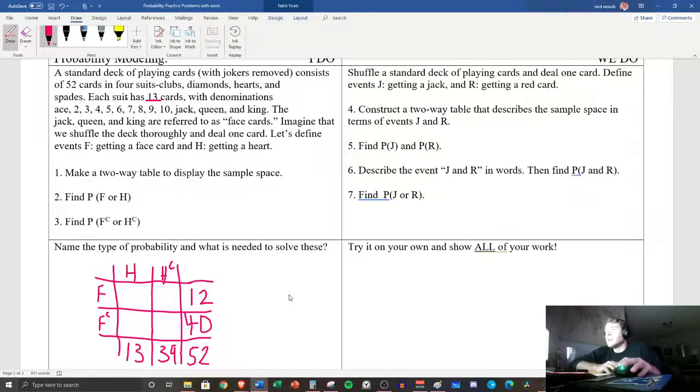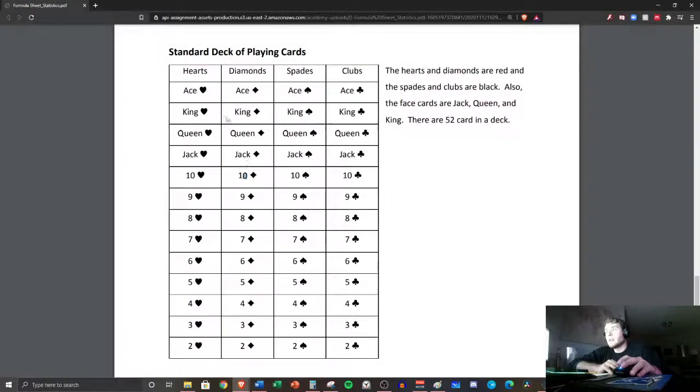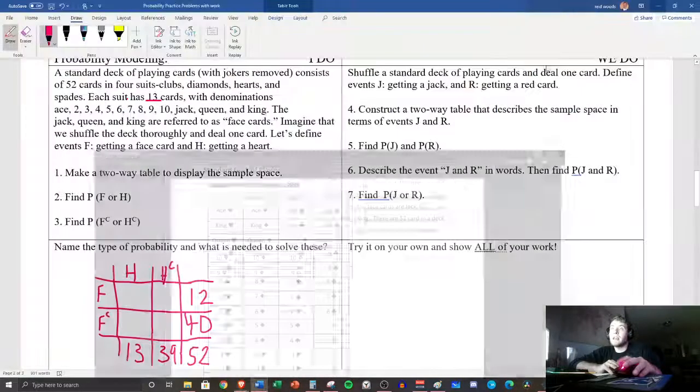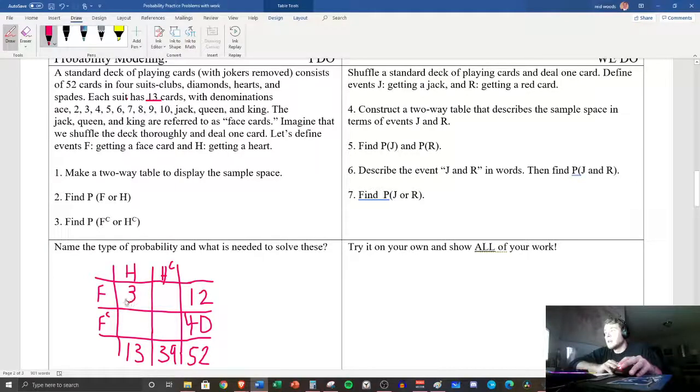Okay. Now I just need to fill in the rest of this. How many face cards are hearts? Over here, face cards that are hearts, well, there's 3, right? King, Queen, and Jack. So we put 3 here. Now we can fill in the rest of this without even doing any sort of thinking. That's the main parts that we needed. So we needed 10 and 30. All right, so number 1 is done.